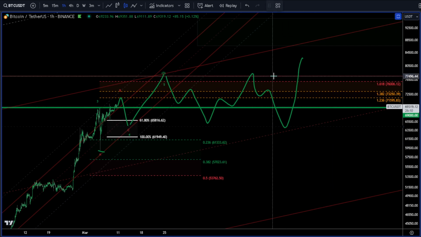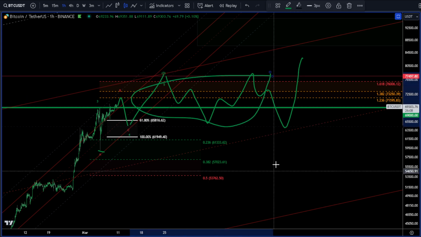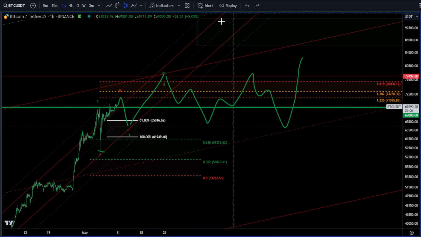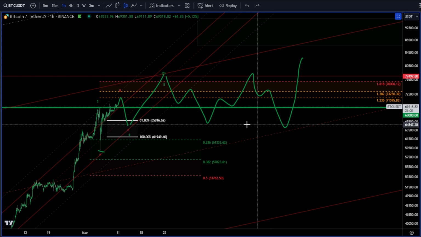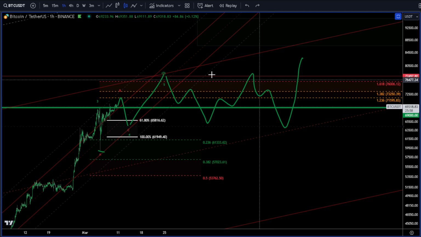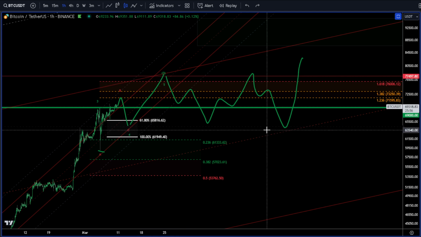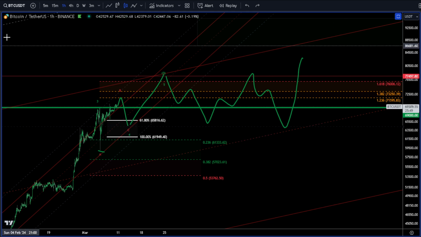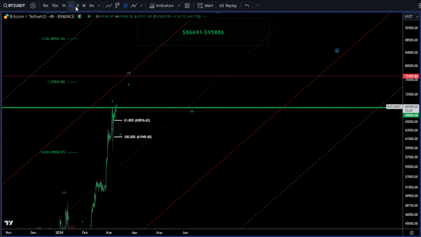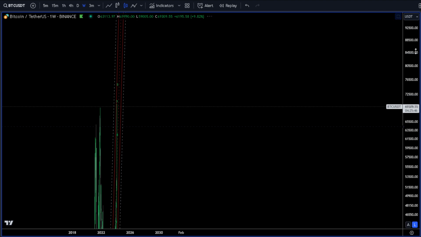And this is the area where I think all the alts take off and do very well against Bitcoin, because if you watch historically, when Bitcoin is consolidating is when usually the alts take off. It's just money moving around from one asset to the other, right? So let's look how that looks on the larger time frames.